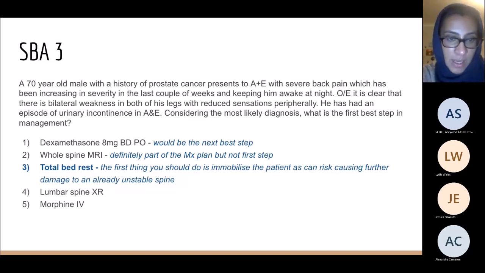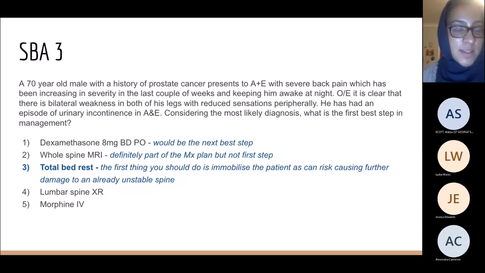Now, the key to this SBA is that it's the first best step in management. And the first thing you want to do is make sure they don't move. And you want to make sure that they have total bed rest, because there's a high risk of them having an unstable spine and causing further damage. So you want to make sure, first and foremost, that they stay on their bed.